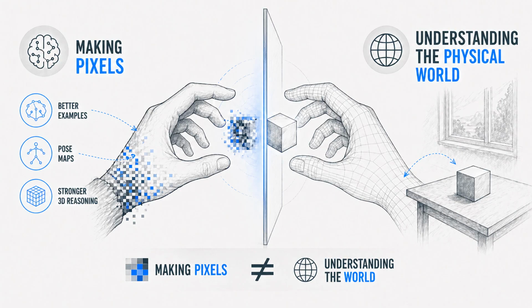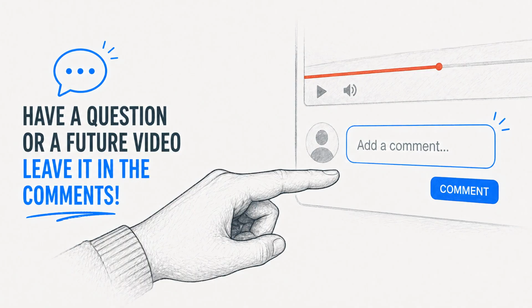Over time, AI hands will likely become less strange. Models can be trained with better examples, guided by pose maps, and connected to stronger 3D reasoning. But the deeper challenge will remain. Making pixels is not the same as understanding the physical world behind those pixels. So the next time an AI image looks almost perfect, zoom in on the hands. They are a small detail, but they reveal a big truth about how these systems learn.